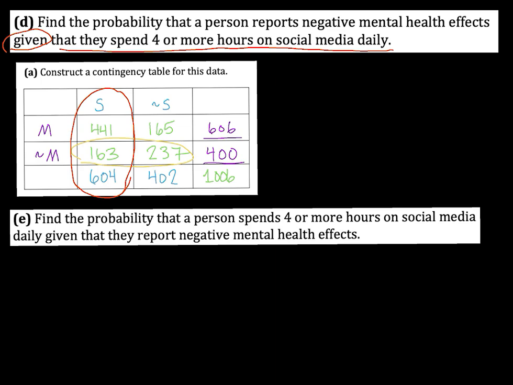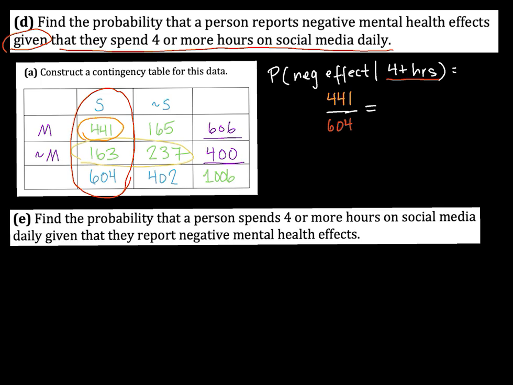And so the probability of experiencing a negative effect given 4+ hours per day is going to equal, so this is our given, right? So that's out of 604. That's the total people who use social media 4+ hours per day. And that is out of this, 441 are the ones who experience the negative effect.